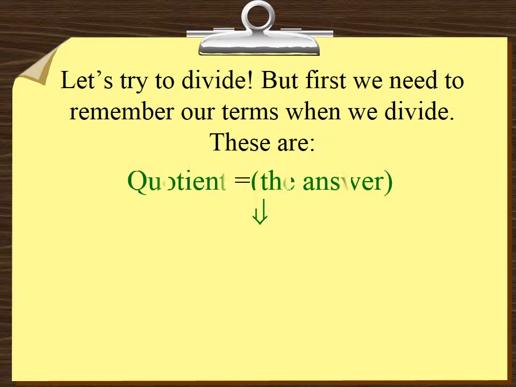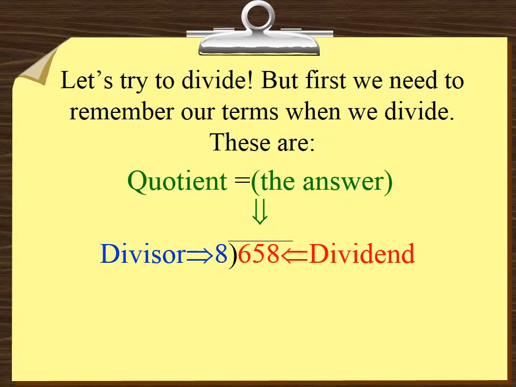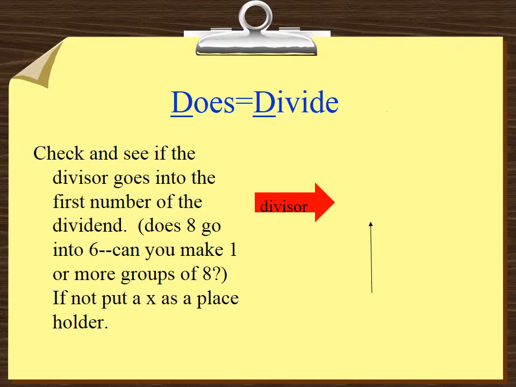Let's try to divide, but first we need to remember our terms when we divide. These are quotient, which is the answer to a division problem, divisor, which is the number outside the box, and the dividend, which is the number inside the box.